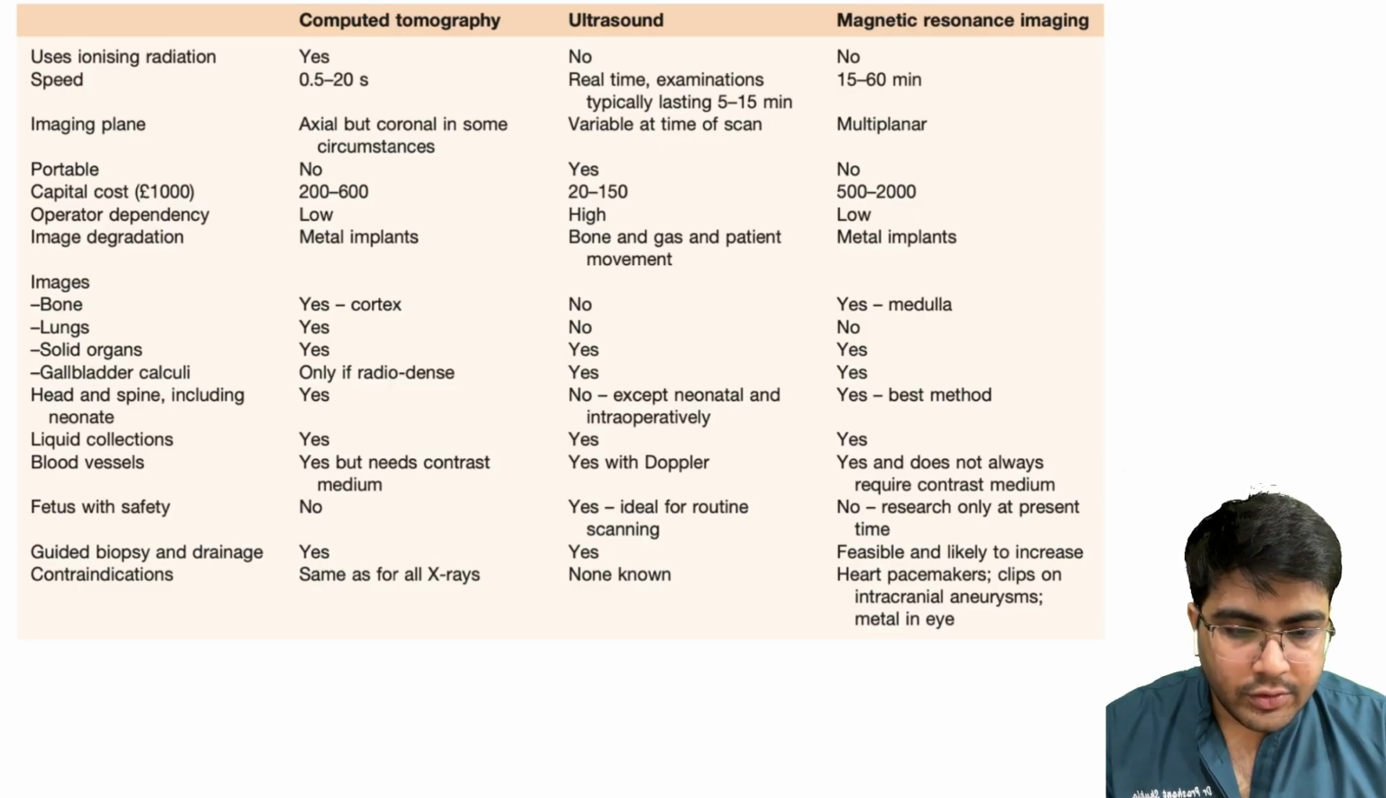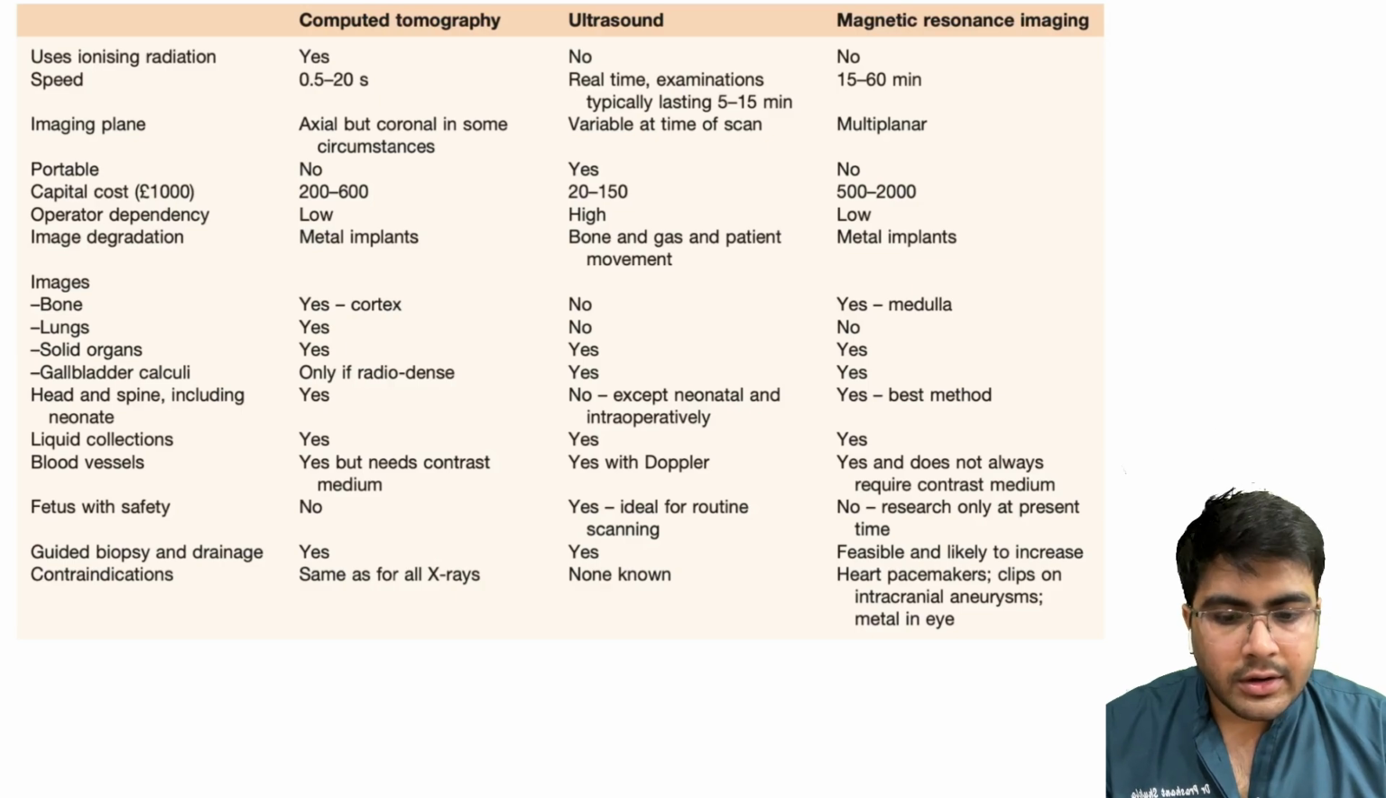The first thing you need to understand is imaging of the blood vessels. Blood vessel imaging is possible with CT but needs contrast medium. In ultrasound it can be done with the use of Doppler mode, and in MRI it can be done and it also does not require any contrast medium. So these are the differentiating points between the three.